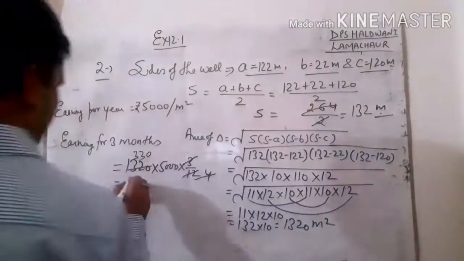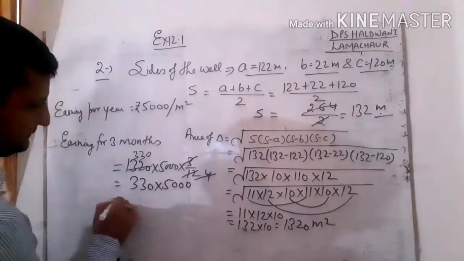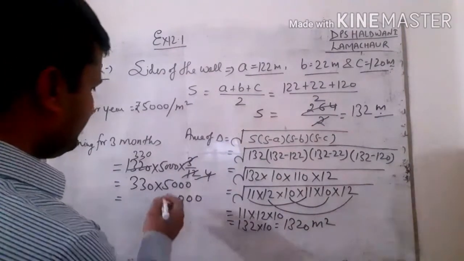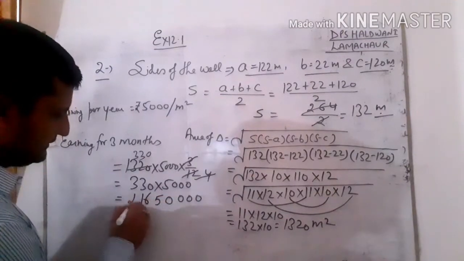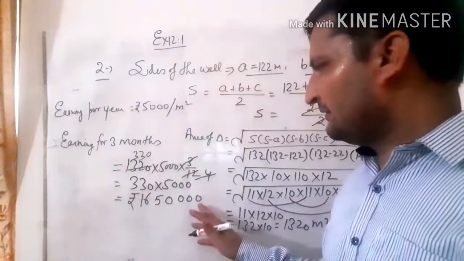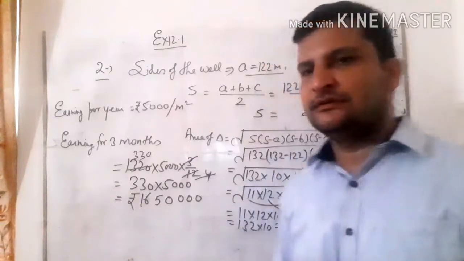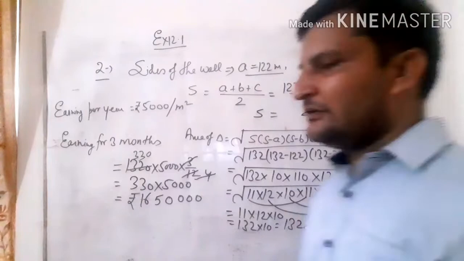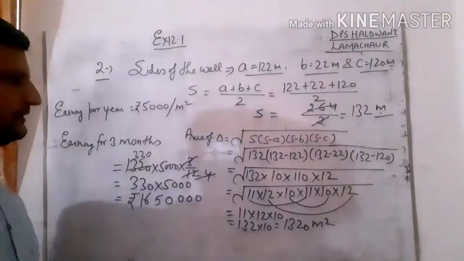Now 330 into 5000, we have to do 330 into 5000. So students, how many zeros are there? 4 zeros are here, 5 3 are 15, 5 3 are 15, and 1 is 16. So for 3 months earning is 16,50,000 rupees. So students, that's all. We have done this question also. Now you can pause the video and note it down. Then after we will do the next question.